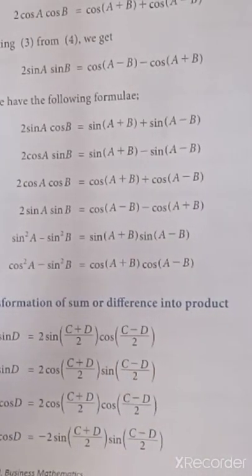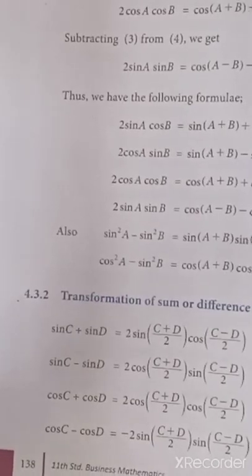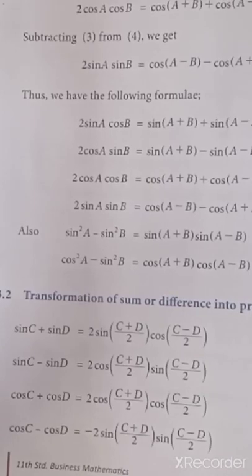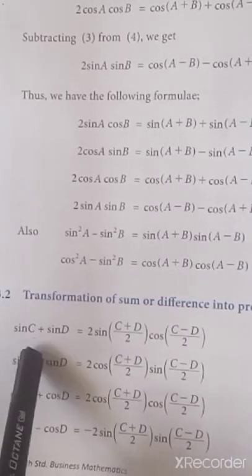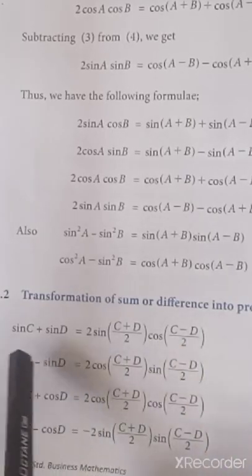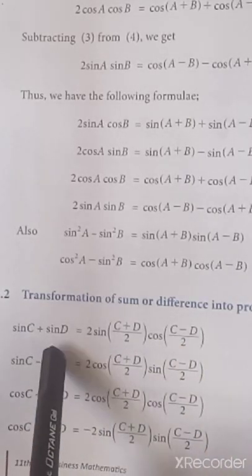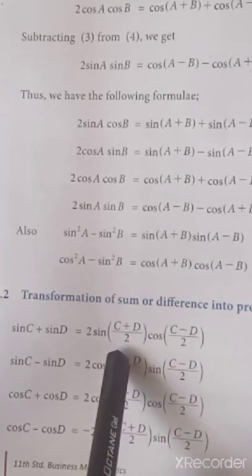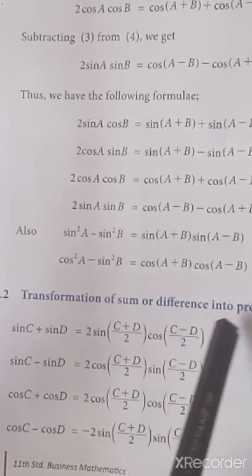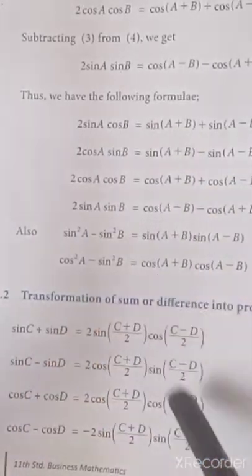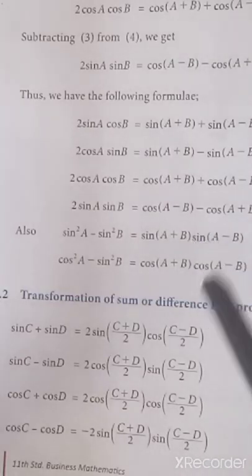Next is transformation of sum or difference into product. That is, a sum will be there and we are going to transform this into a product. Look at here, sin C plus sin D. What is the formula? 2 sin of C plus D by 2 into cos of C minus D by 2. So all these formulas, 6 formulas here and 4 formulas here, take them in your classwork note.